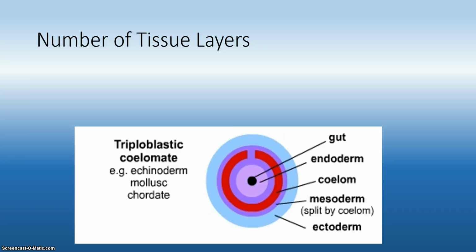The number of tissue layers. Fish are triploblastic, which means the embryo starts as a ball of cells and develops into different cell layers. And a triploblastic organism has an internal fluid-filled body cavity which originated from the mesoderm during embryonic development, called the coelom. The endoderm is the digestive tract, the mesoderm are the internal organs, and the ectoderm is the skin and nervous system.